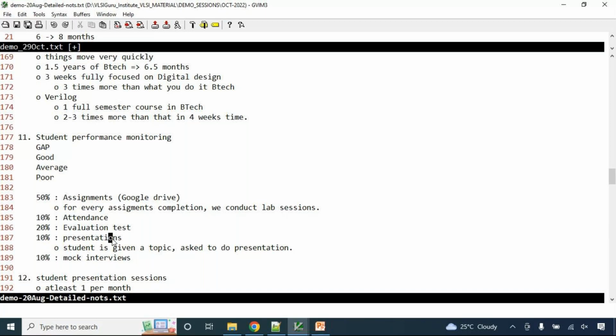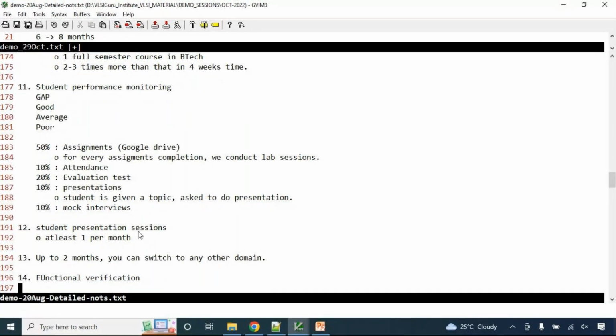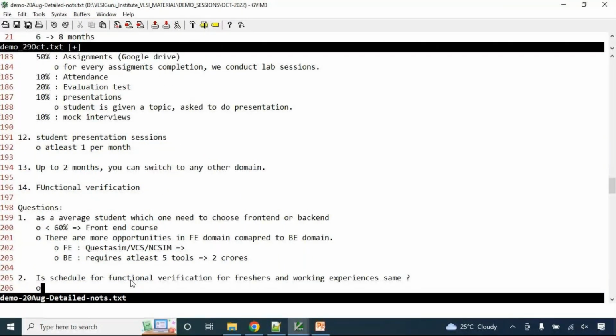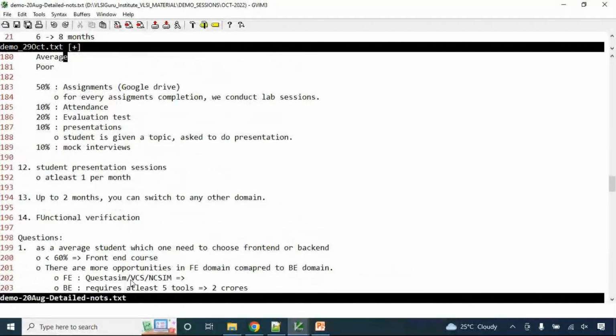For me, even when I say I won't give placement support, it's not that I want to refuse. My point is you should have a basic level of preparation. Before I send a resume to anyone, I should have some basic confidence in your preparation, right? Only then can I send it. That's the idea. As I said, student presentation sessions will be at least one per month. Up to 2 months you can switch to any other domain. Now function verification I just gave. Okay, I think I'm done pretty much with what I wanted to explain.